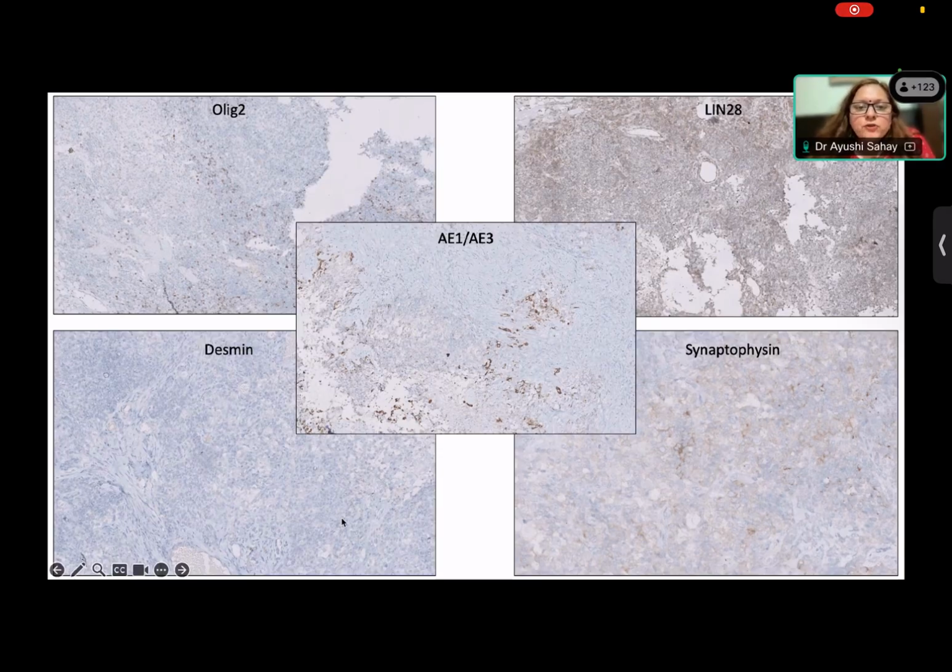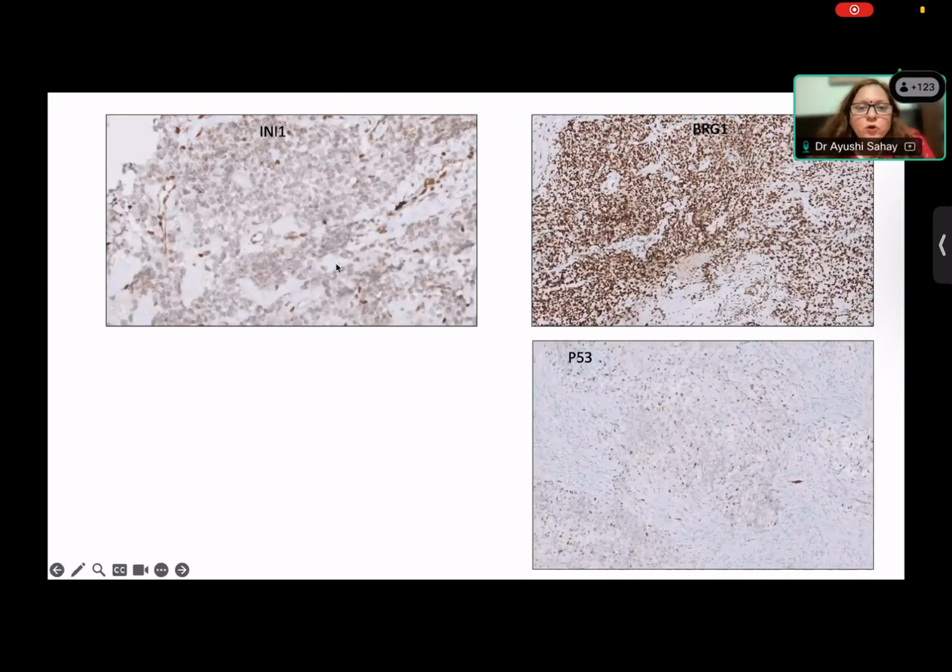So what IHC would you do for confirmation here? INI1. Yes. So we did an INI1, and what is it showing? Loss, ma'am. Loss. So you can compare it with the endothelial cells, which are showing diffuse nuclear positivity. While here, though you have some amount of cytoplasmic blush, the nuclei are all negative.